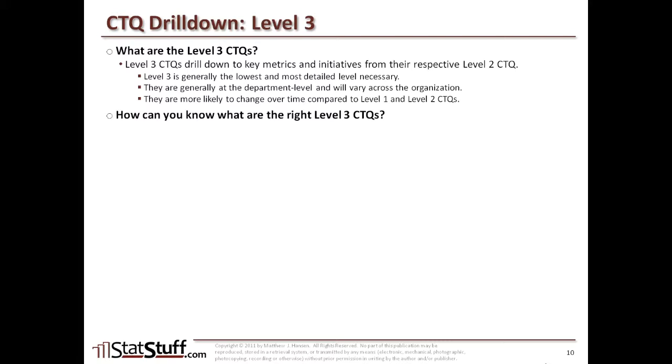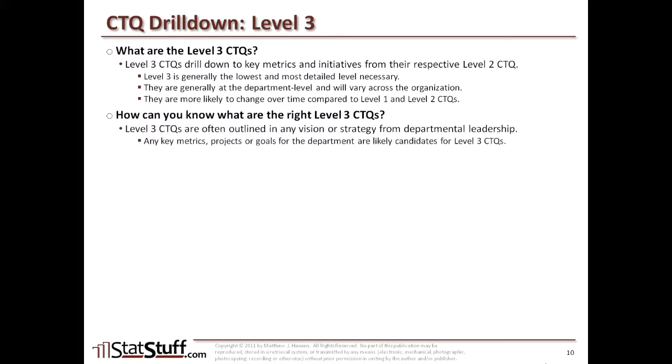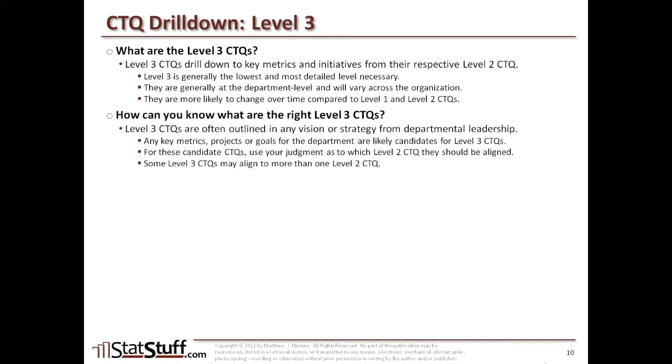Well, I would recommend basically paying attention to the vision or strategy that's generally communicated by your departmental leadership. As you listen to them talk through those things, pay attention to the key metrics, projects, or goals that they communicate, and those are most likely going to be candidates for a level 3 CTQ. And then as you identify those candidate CTQs, use your best judgment to figure out which level 2 CTQ they would roll up to. And also, some level 3 CTQs may align to more than one level 2 CTQ.